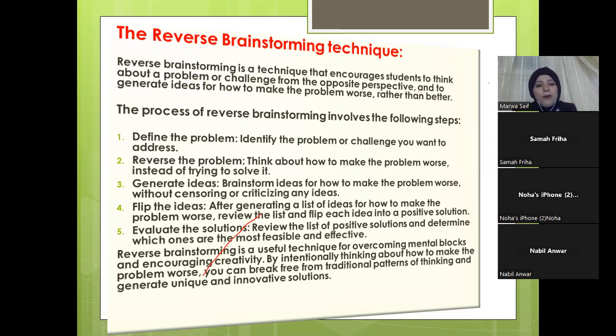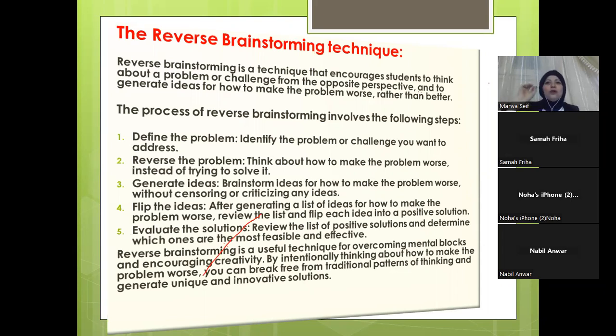Actually, if you have a problem and you want to think about a solution for the problem, you want to make the product better or the problem better. So you think about ideas to make it better. Okay, this is traditional. This is something that is usual. But here, according to the reverse brainstorming technique, we think about making it worse, not better.